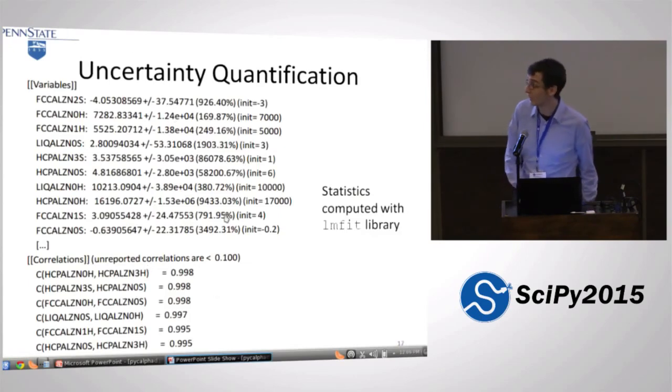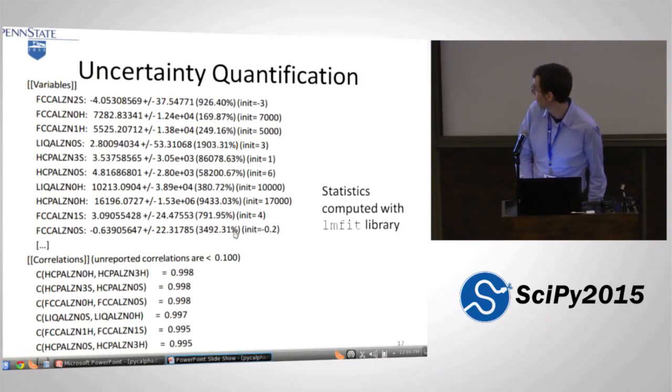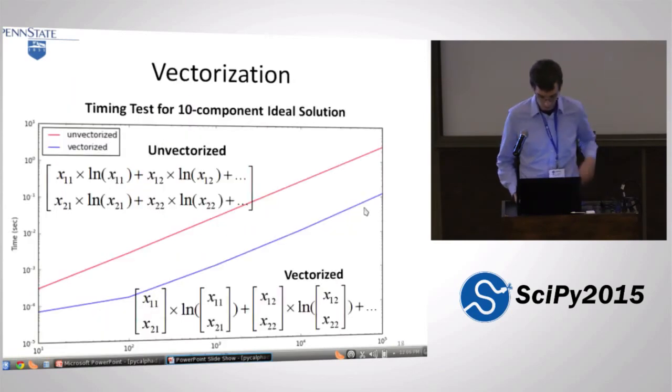These uncertainties are actually terrible because of the nature of the data set that I used, but it goes to show that you can actually start taking your experimental data and get uncertainties. And all these, the correlations and the uncertainties, were computed with the LMFit library.